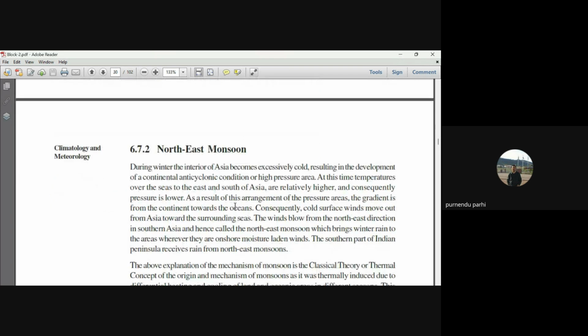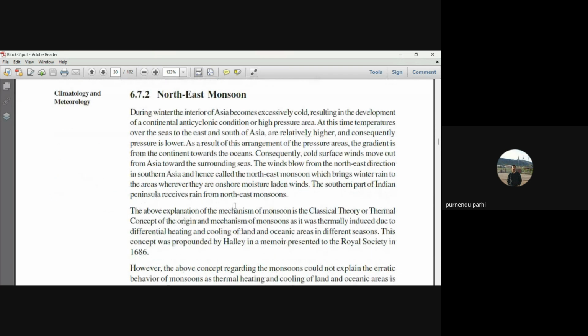Northeast monsoon. During winter, the interior of Asia becomes excessively cold, resulting in the development of the continental anticyclonic condition or high pressure area. At this time, temperature over the seas to the east and south of Asia is relatively higher and consequently pressure is lower. As a result of this arrangement of pressure areas, the gradient is from the continent towards the ocean. Consequently, cold surface winds move out from Asia towards the surrounding seas.